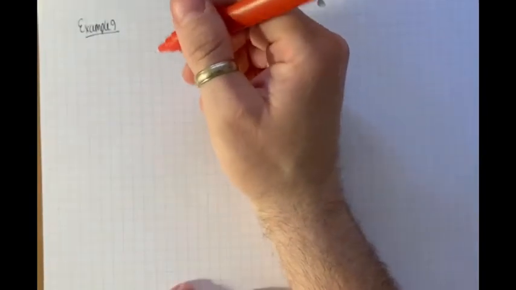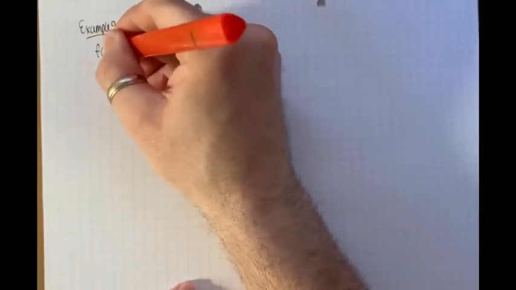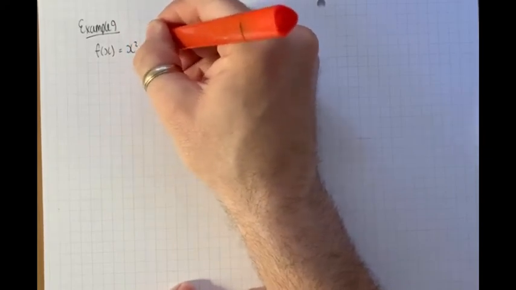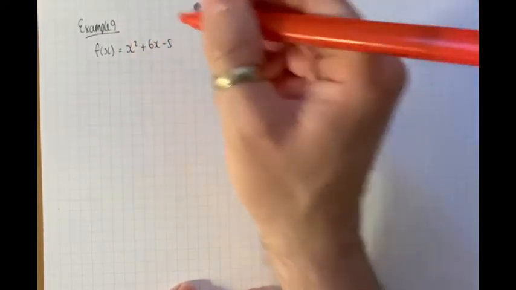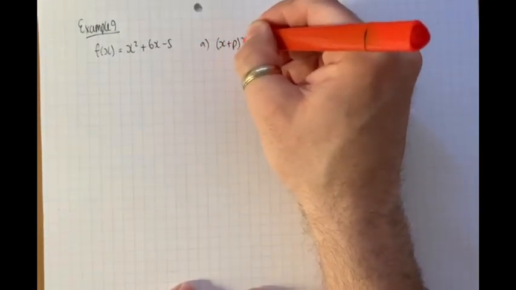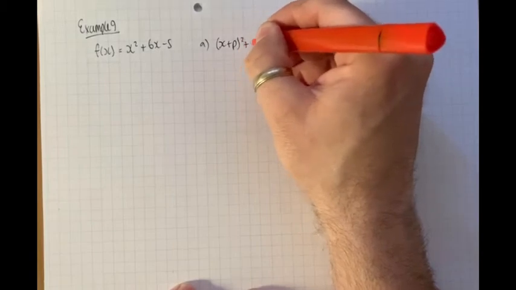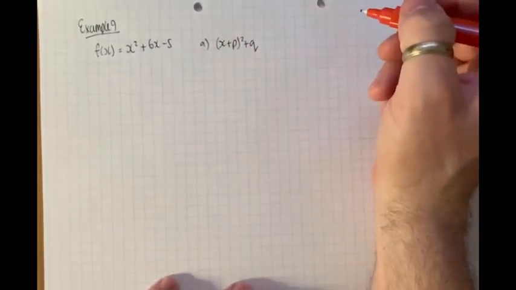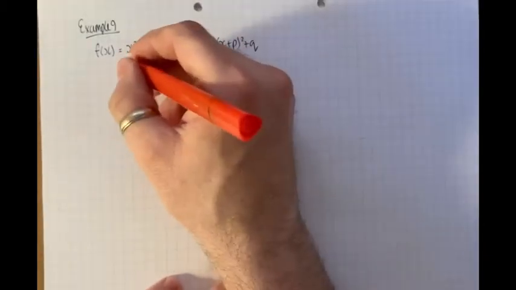Go on to example 9. Example 9, we're given the function f of x equals x squared plus 6x take away 5. And part A says to express it in the form (x plus p) squared plus q. You need to recognise that when it says express in this form, it means to complete the square. So you should know how to complete the square.